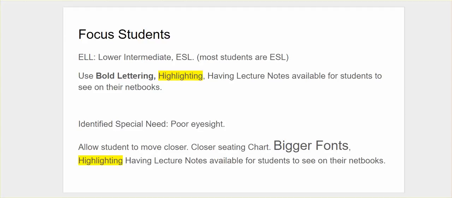For the poor eyesight, the adaptations would have been to allow the student to move closer when needed, or have them closer due to the seating chart, also use bigger fonts, highlighting, and again, having lecture notes available for students to see on their netbooks.